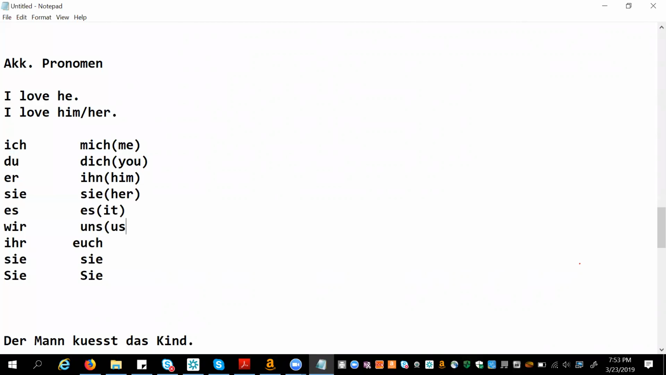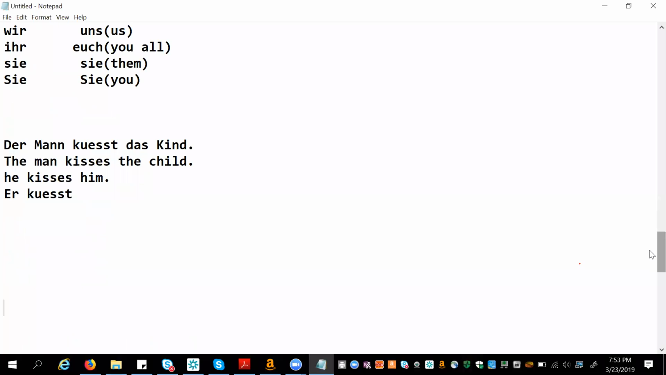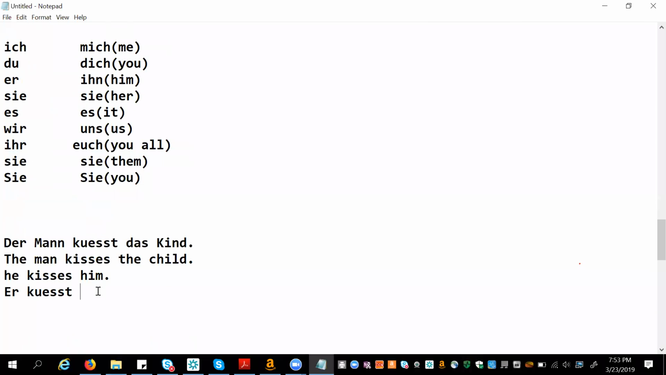Uns, us. Euch, you guys, you all. Sie means them, and Sie is you formal. Right? So, er küsst ihn, him. This is the sentence where you have the translation.